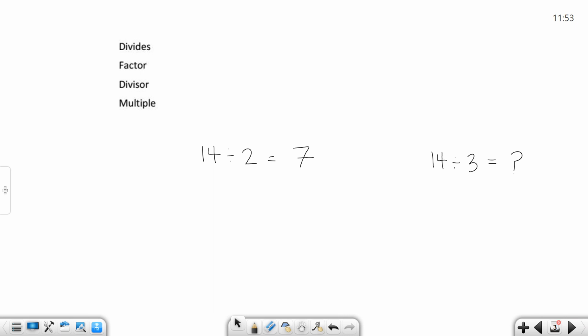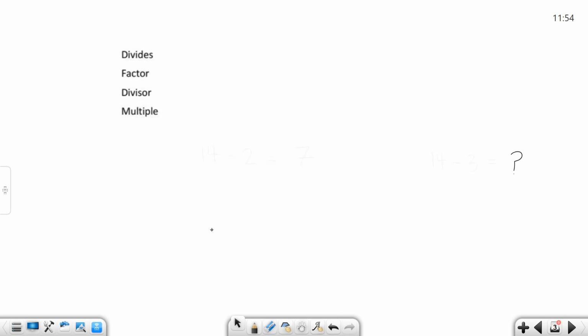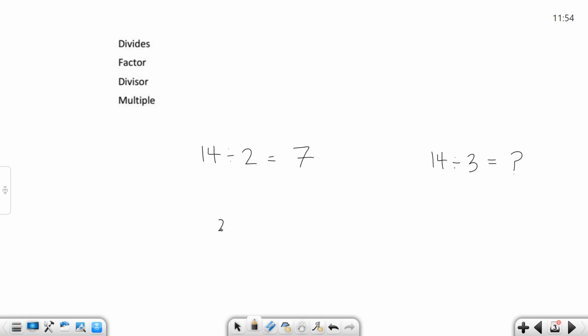Now, I also know that 2 times 7 equals 14 if I flip it around like a fact family. 2 and 7 are therefore called factors of 14 because they make up the 14. 2 in this case is called a divisor because it divides 14 evenly. And then 14 is called a multiple.